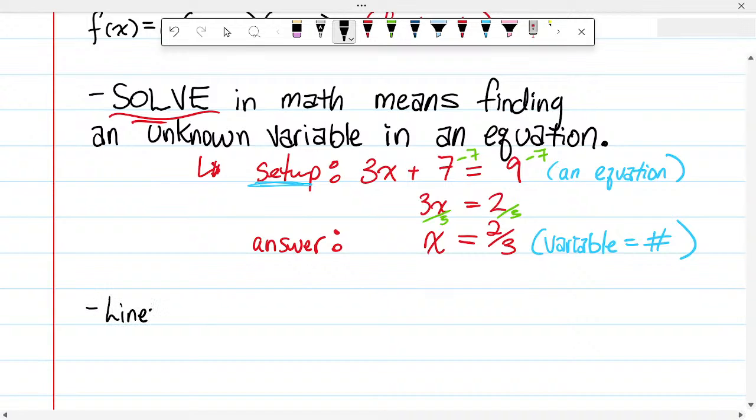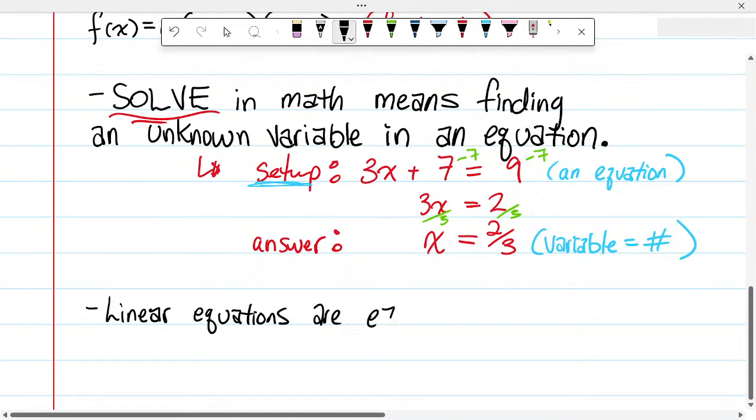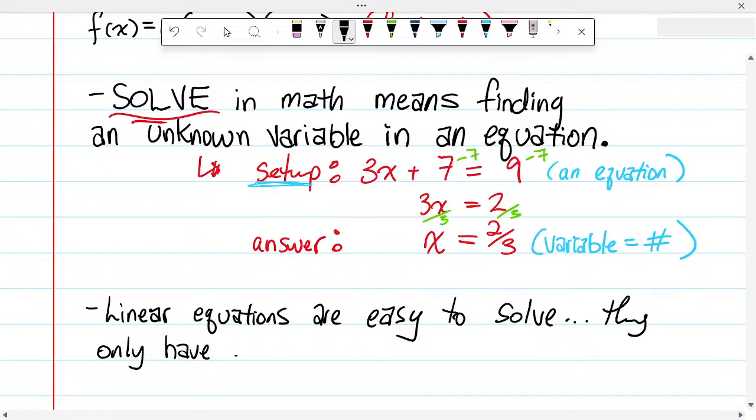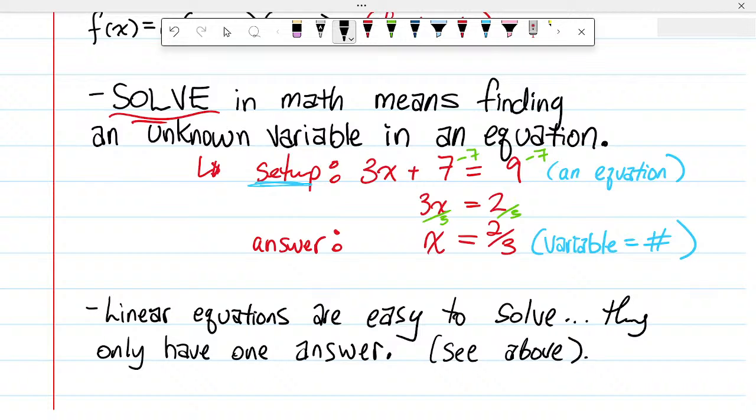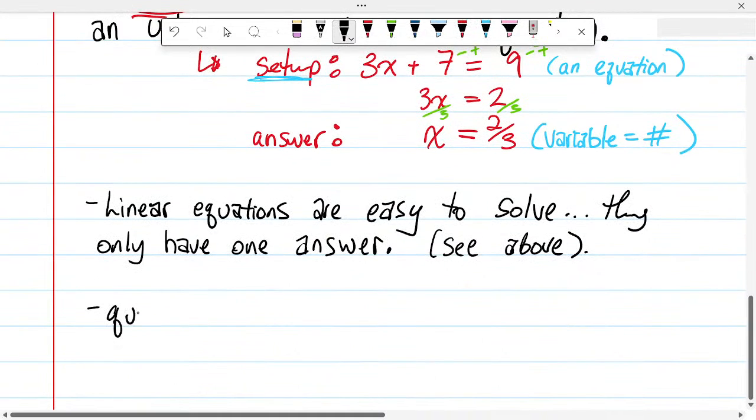Linear equations are easy to solve. They just have one answer, right? So you do a little bit of addition, subtraction, multiplying, dividing, and you're done, right? You can see our example above. You ever try to solve a parabolic equation? Quadratics are hard.